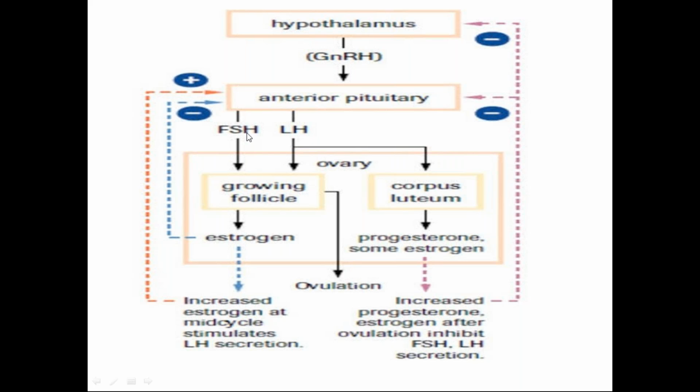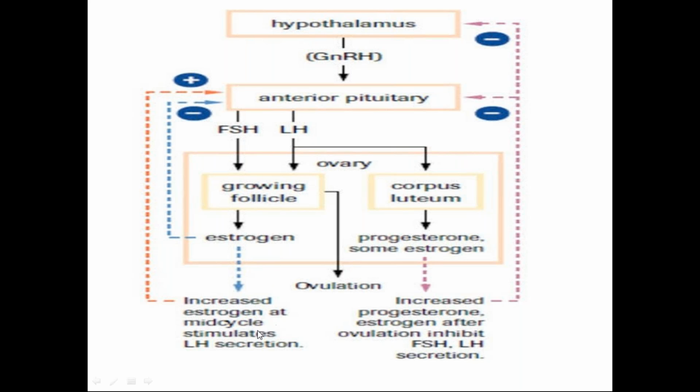And this follicular stimulating hormone usually has more effect on the growing follicles. I mean, it helps in maturation or growth of the follicles. And this LH will again help for the later stages of maturation of the follicle, and it also helps in the luteinization after the ovulation. That is, the granulosa and theca cells form corpus luteum after ovulation under the influence of luteinizing hormone. And this growing follicle usually secretes estrogen.